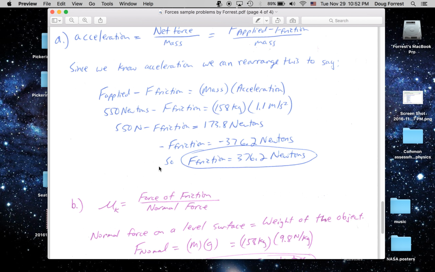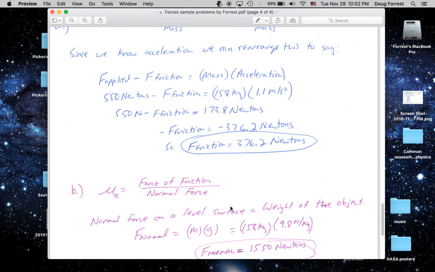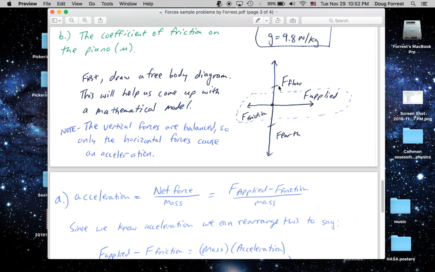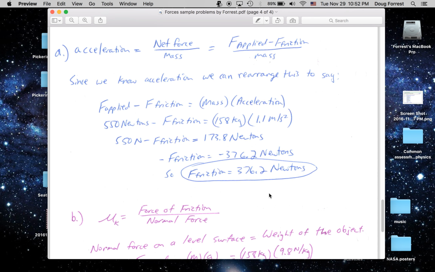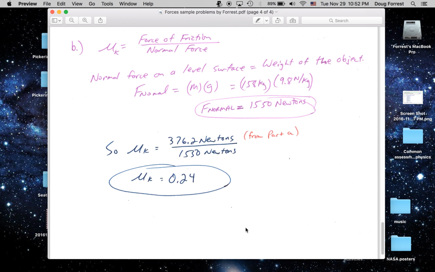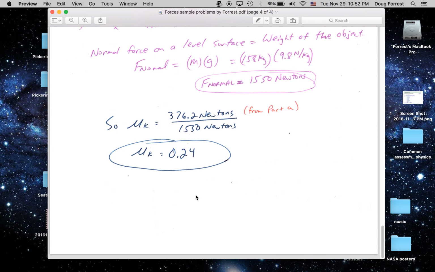To find the coefficient of friction, I take the force of friction over the normal force. Well, how do I get the normal force on a level surface? Going back to this diagram, I know that would be the floor, and it's the same size as the force of the earth. So, thinking about that, I can take the weight of the object and set that equal to the normal force. So m times g, 158 kilograms times 9.8 newtons per kilogram, that's 1,550 newtons. 376 newtons of friction divided by 1,550 newtons of normal force gives me a coefficient of friction of 0.24.